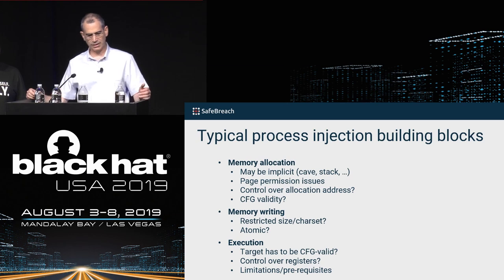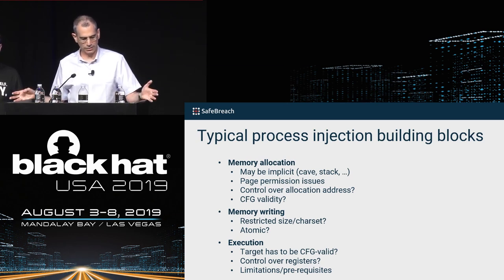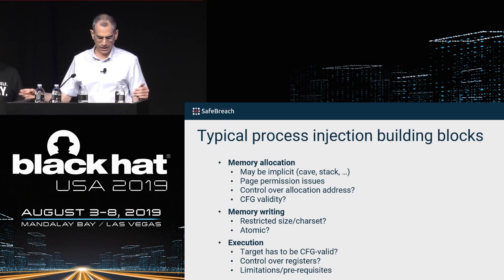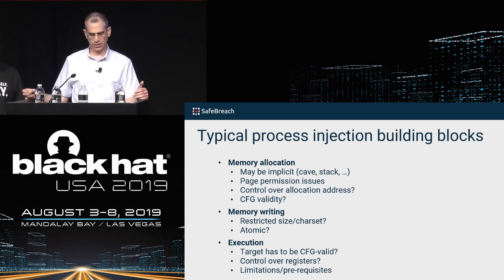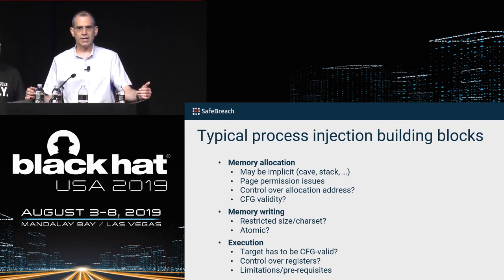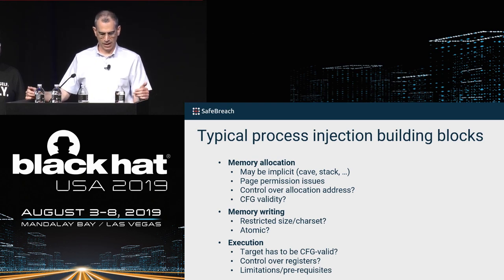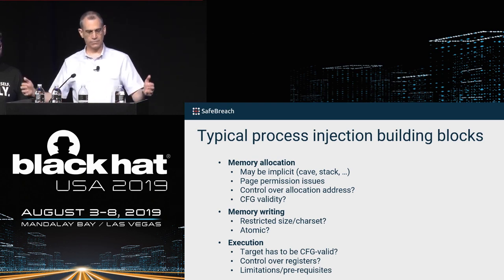So what are the typical process injection building blocks? We have memory allocation, which may be implicit if we use a code cave or stack or a known heap location. We need to consider page permission issues. Can we allocate executable pages or not? What control do we have over the allocation address, and whether the addresses are CFG valid. And then we need to write something useful into that memory.